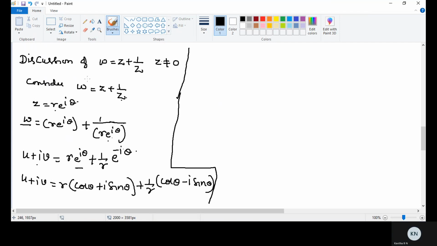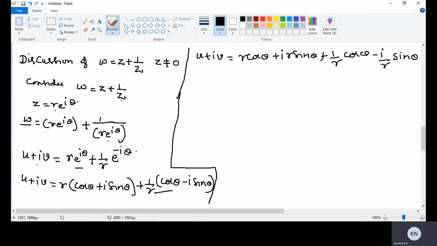Then next here U plus IV. Okay, R cos theta plus IR sin theta plus 1 by R into cos theta, 1 by R into minus I sin theta, minus I by R into sin theta.